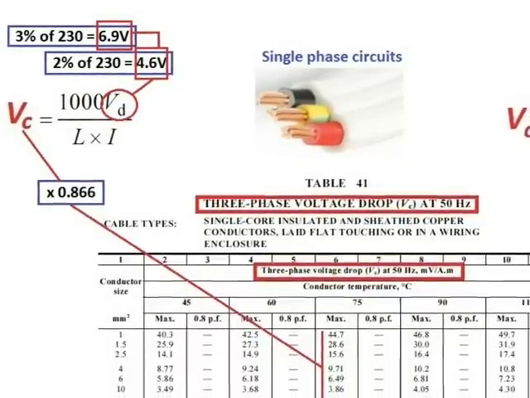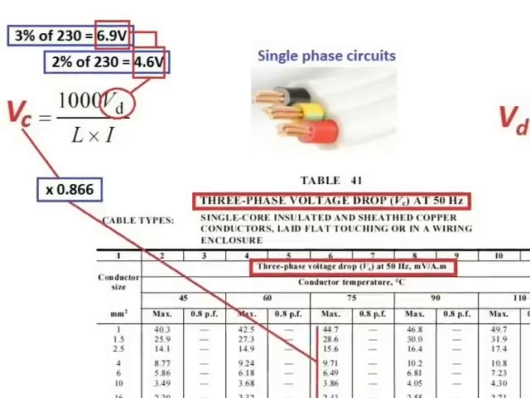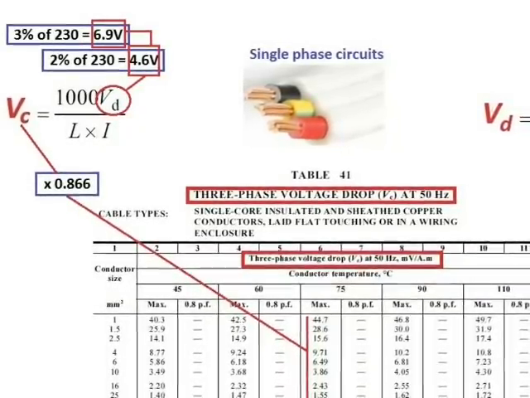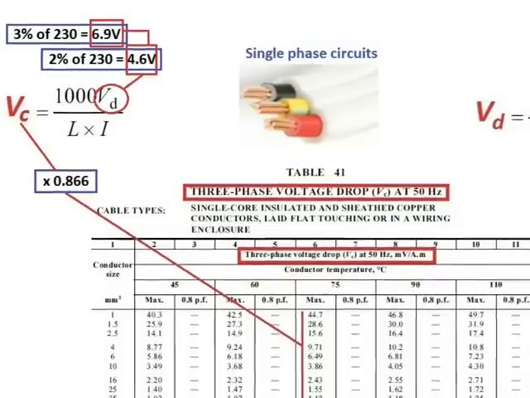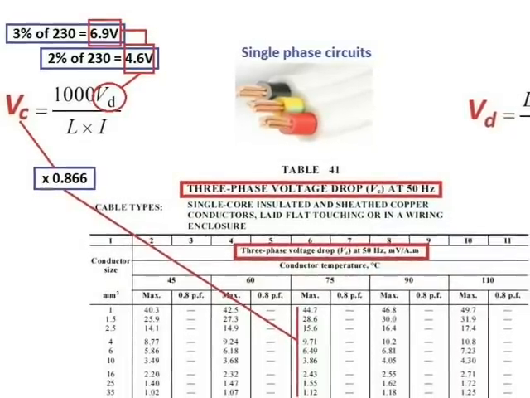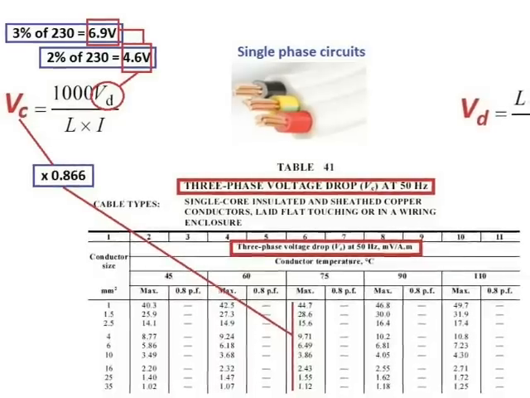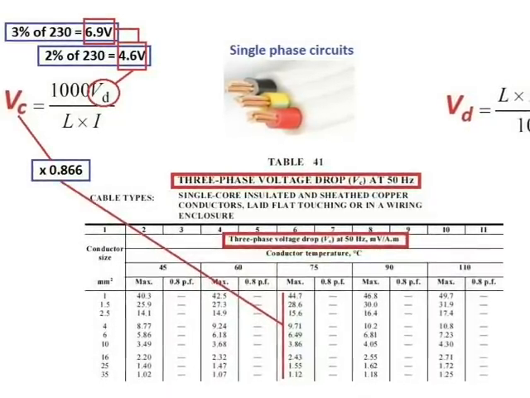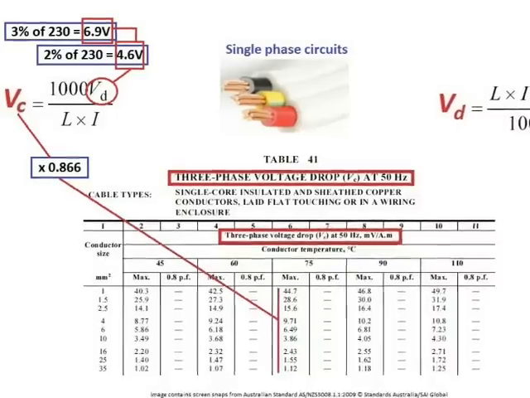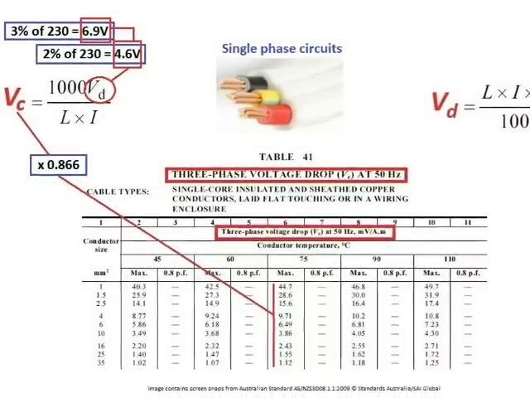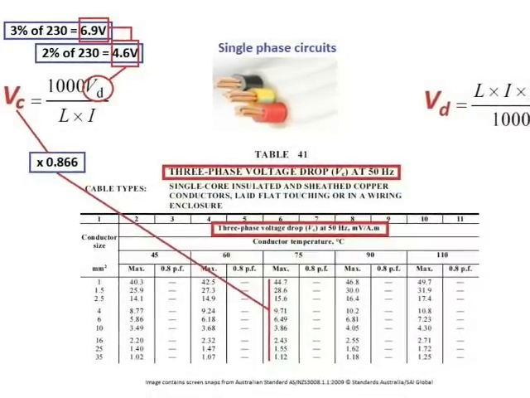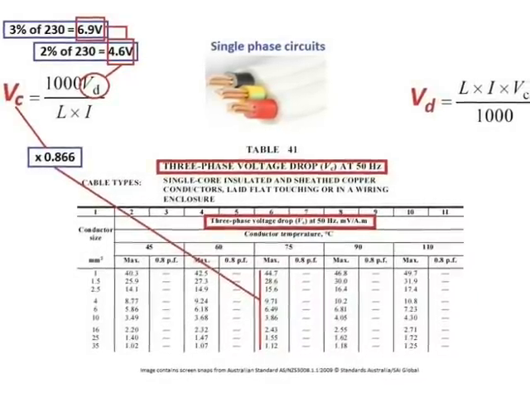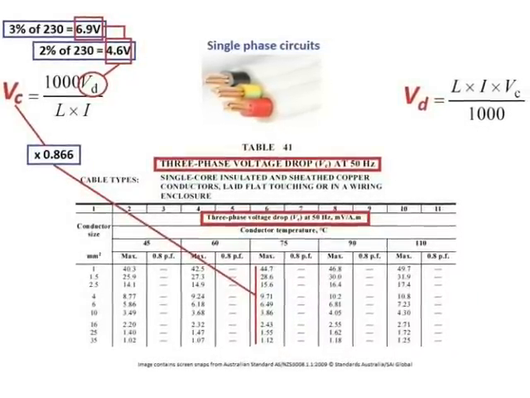So I apply that to the VC formula: 1000 times the VD, divided by the length times the maximum demand or the current rating. Now, once I've determined that VC, I have to multiply it by 0.866 to take it then to my three-phase table. So I've got to convert it to a three-phase value, converting from my single phase. Now remember, this is a VC, so it's not a voltage. It is a millivolt per amp meter. So the conversion factor from single phase to three phase is 0.866.